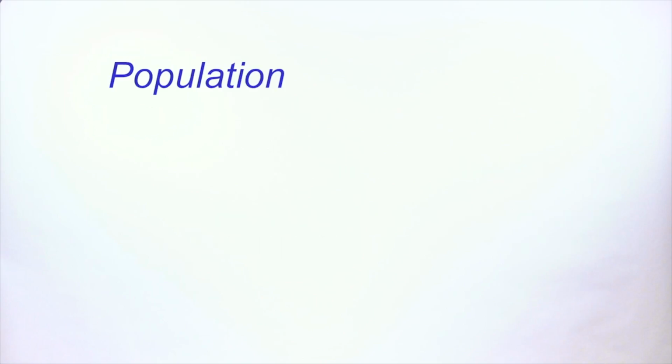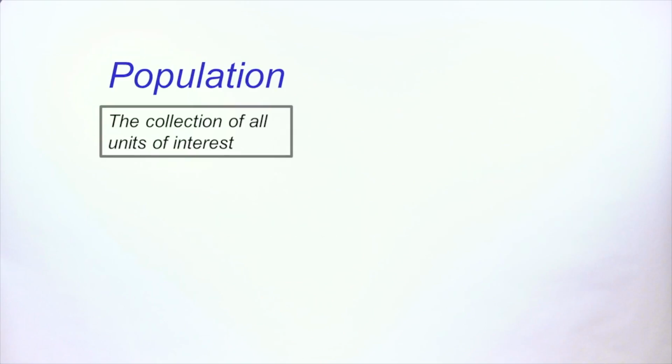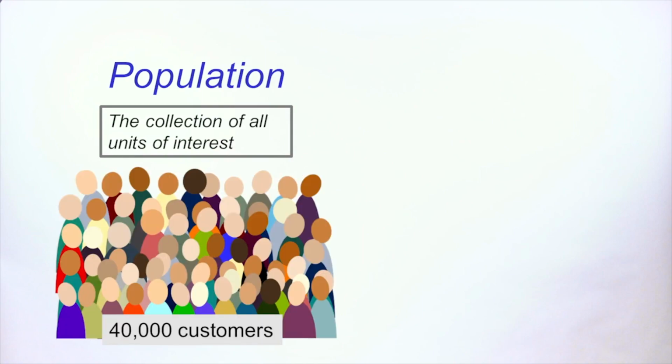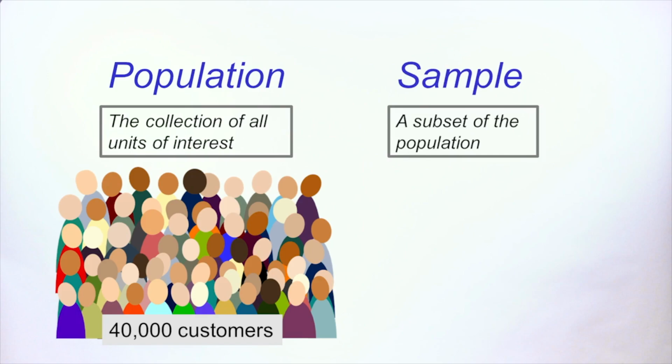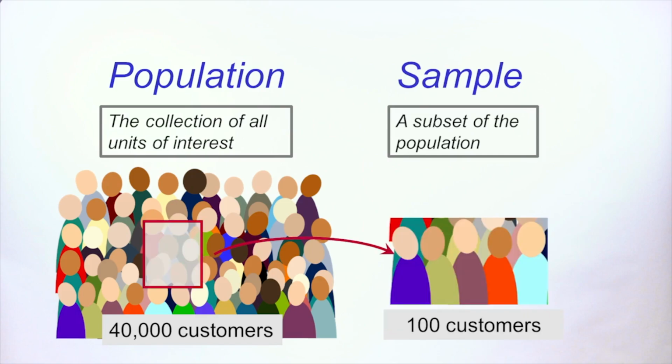A population is a collection of all units of interest. That is, in this example, all customers. And the sample is a subset of the population. In this example, a selection of 100 customers.